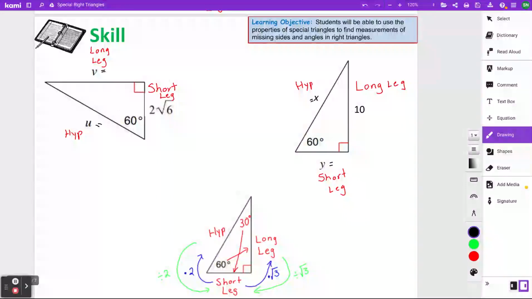Hello, this video is part 2 of 30, 60, 90 special right triangle. Part 2 is different than 1 because 2 has more difficult numbers to work with. On the problem on the left, we start with the short leg.